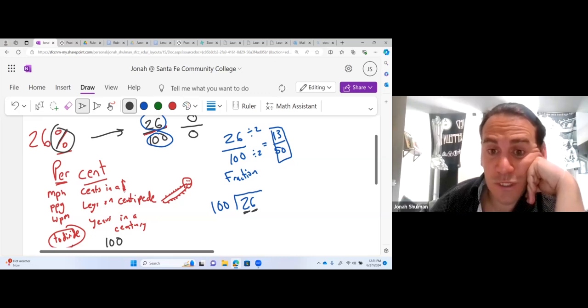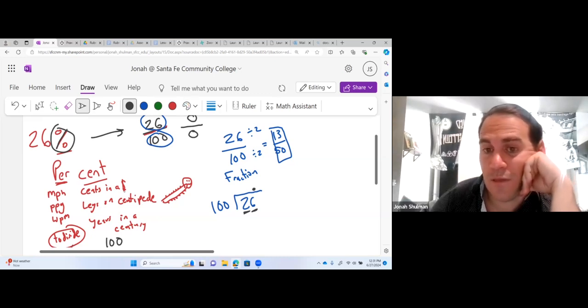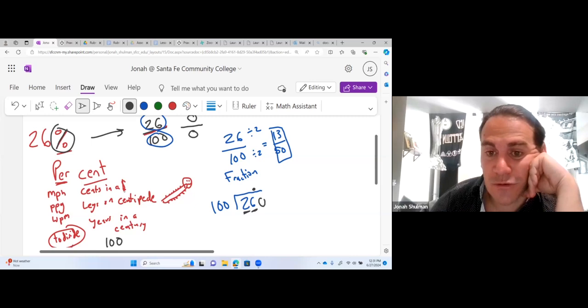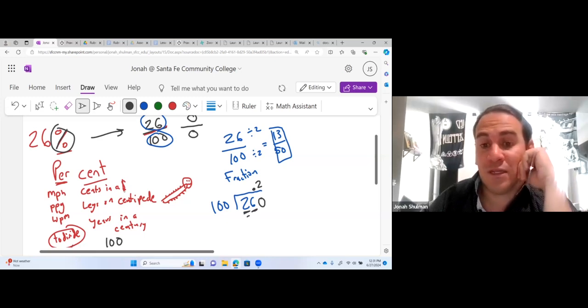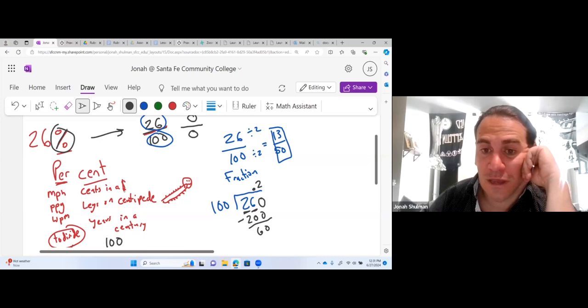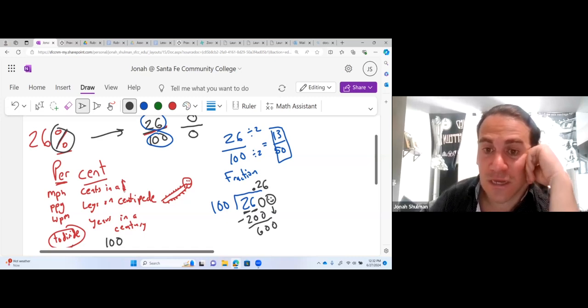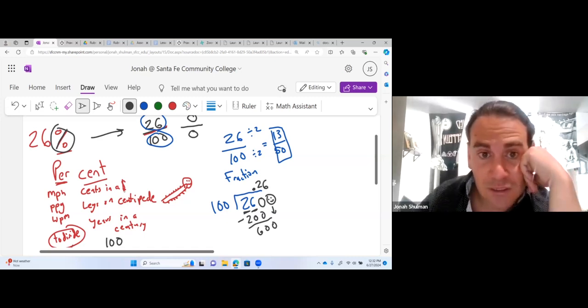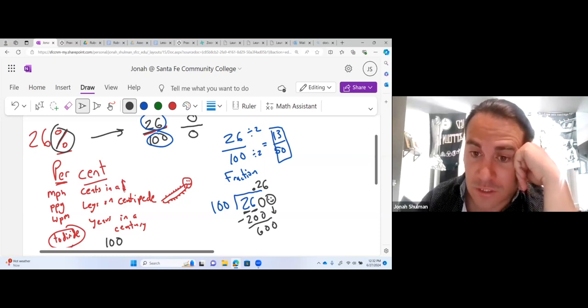The 100's still too big, so that's where I put this decimal. The decimal allows me to put a what? A 0 here. Now, 100 goes into 260 2 times. So that is 200. If I subtract it, I'm left with 60. Now, every time I have the dot, it lets me put as many zeros as I want after it. And 100 goes into 600 6 times. So 26% is the same thing as 26 over 100, 13 over 50, or 0.26.